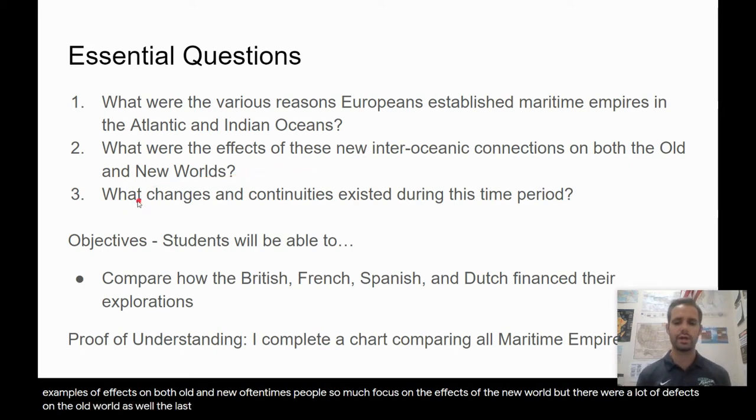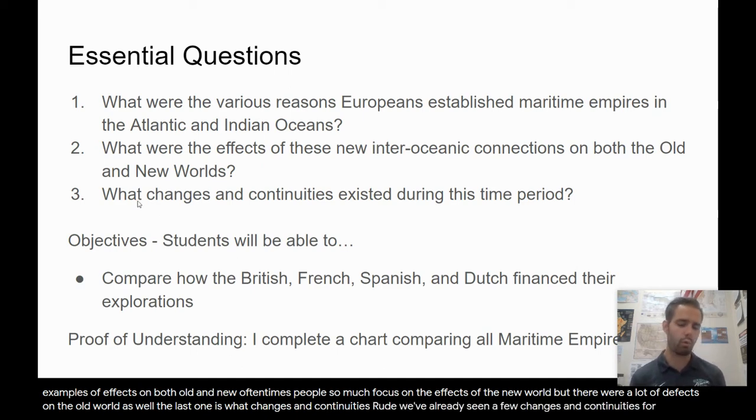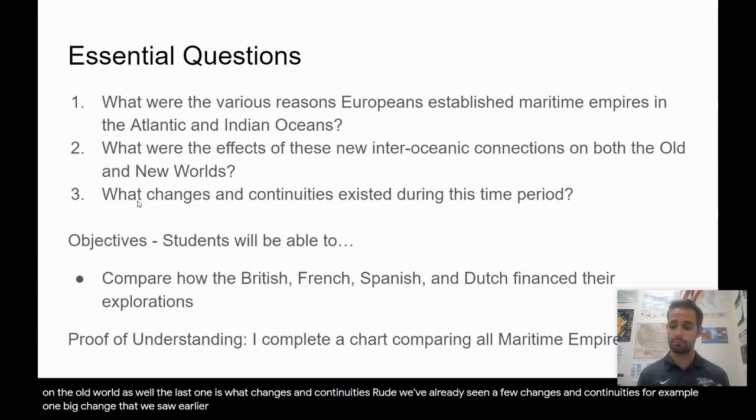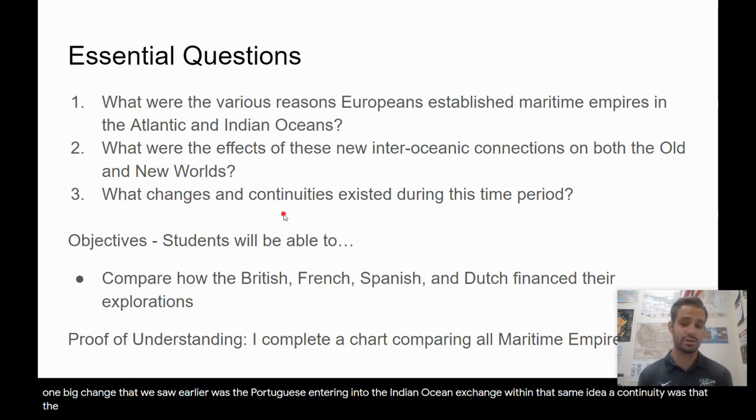The last one is: what changes and continuities existed during this time period? We've already seen a few changes and continuities. For example, one big change that we saw earlier was the Portuguese entering into the Indian Ocean Exchange. Within that same idea, a continuity was that the Indian Ocean Exchange still existed and was still this marketplace in which a lot of trade occurred.